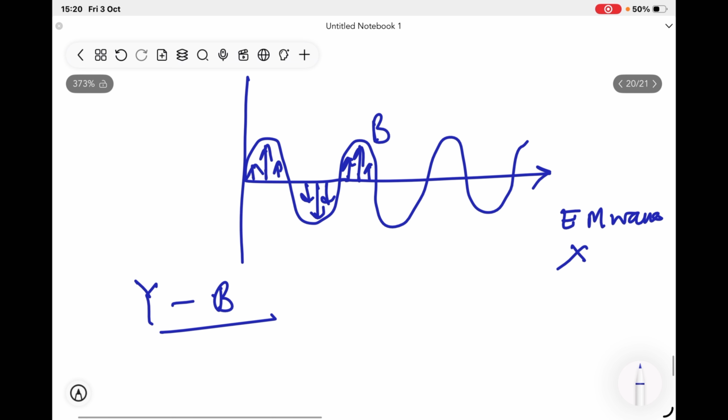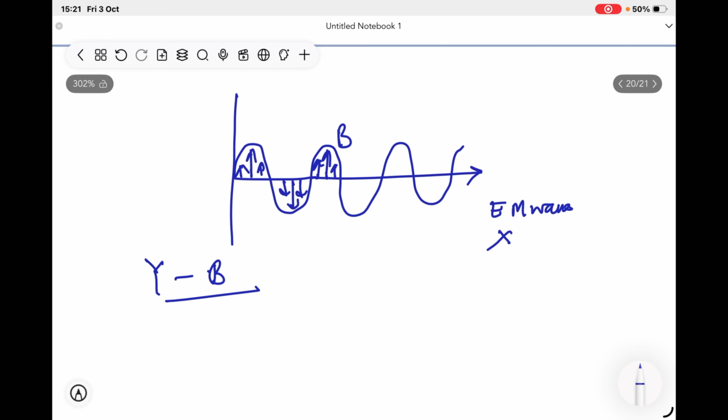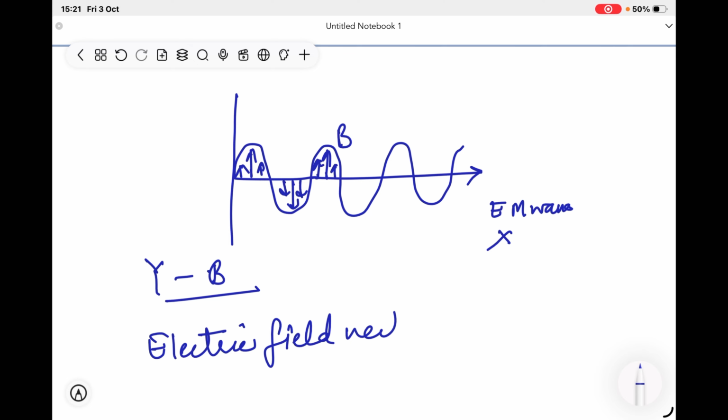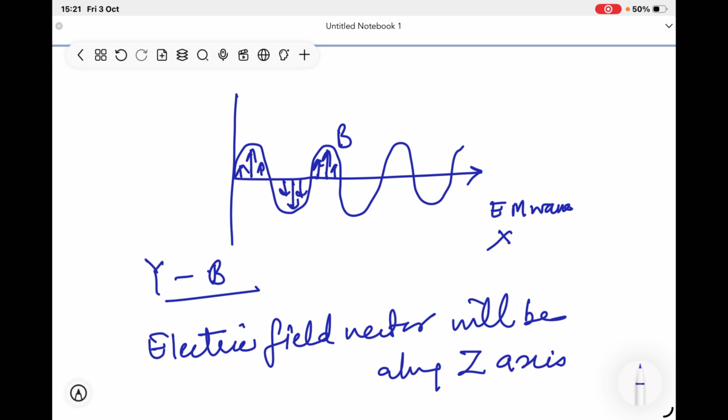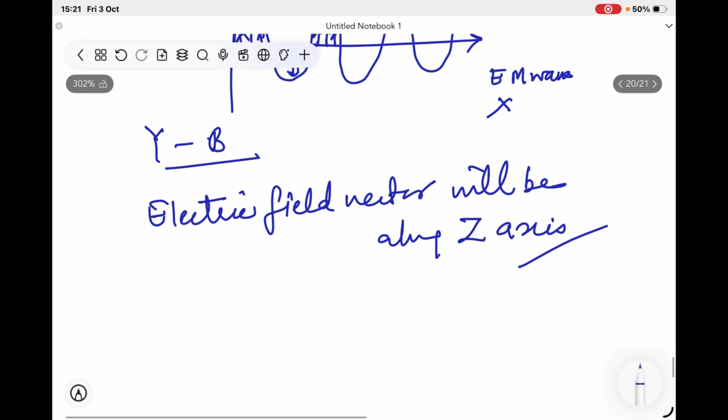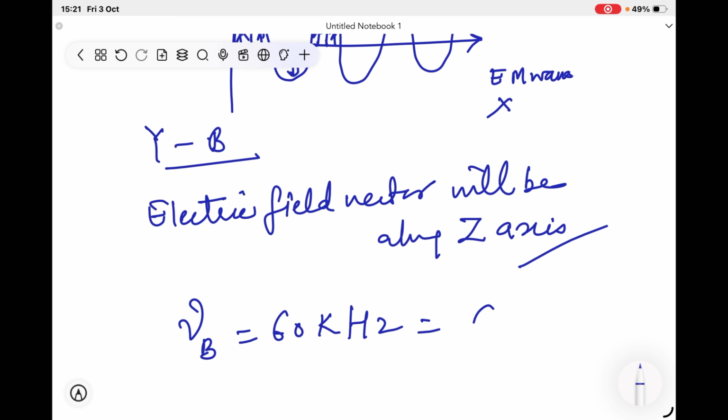So what is left for the electric field? The electric field is along z. So the electric field vector will be along the z-axis. The z-axis is this way. You can write along the z-axis. That's all. After that, the frequency of the magnetic field was given as 60 kilohertz, which is 60 into 1000 hertz if required.